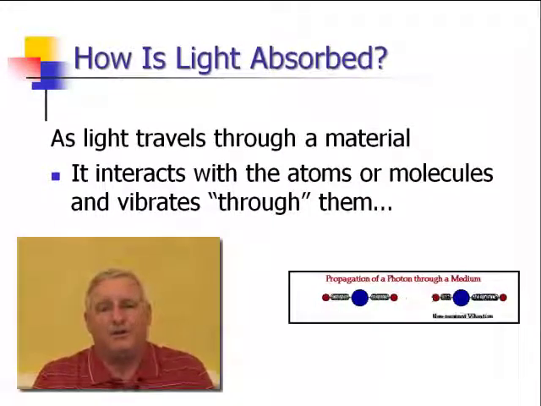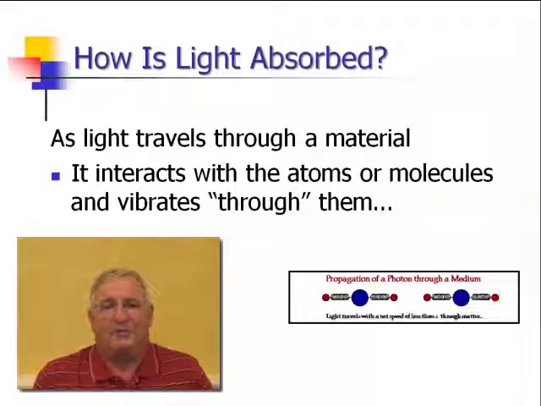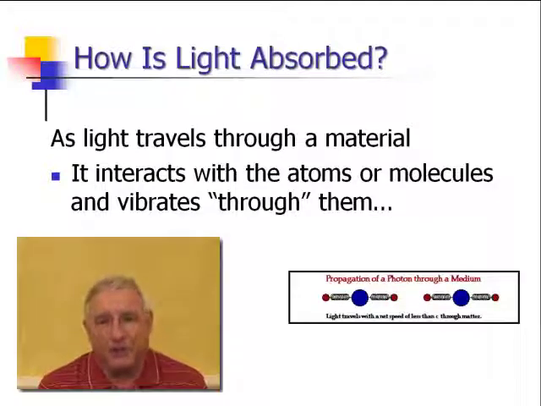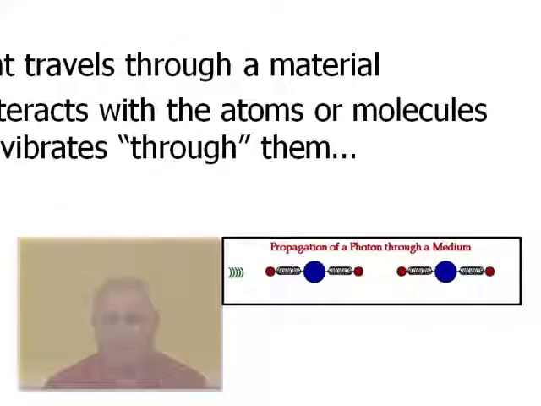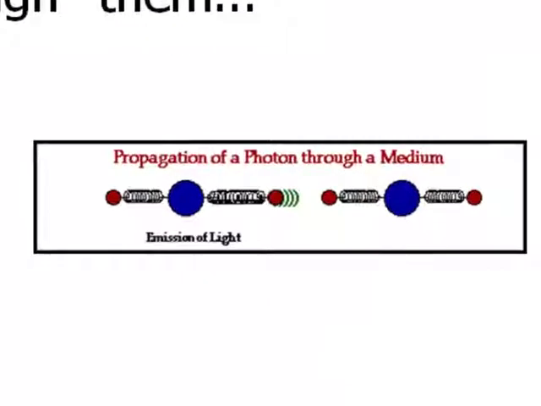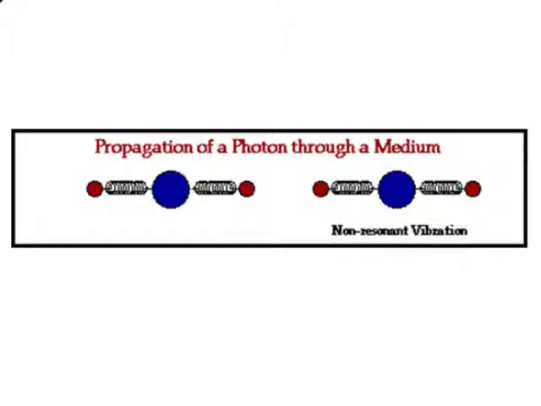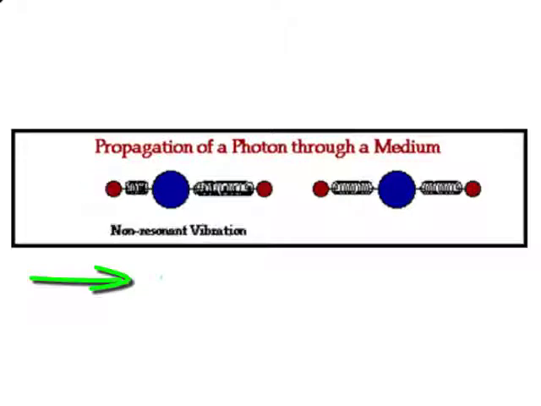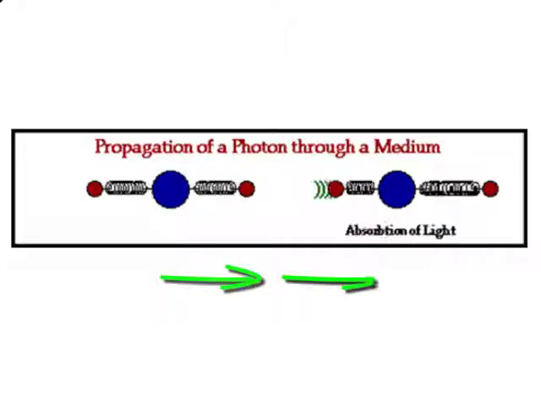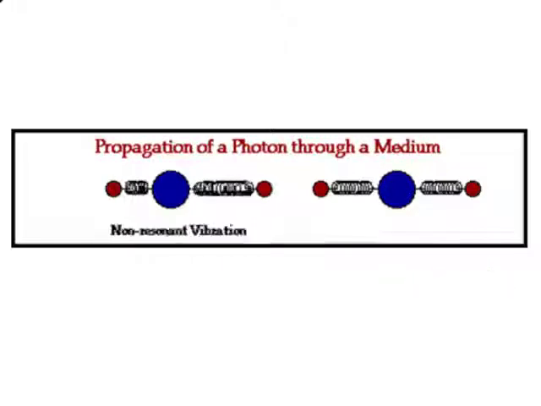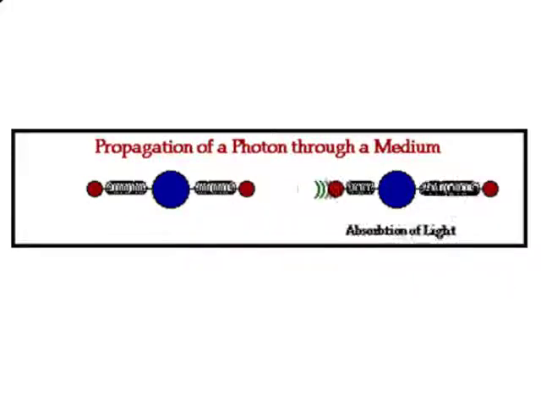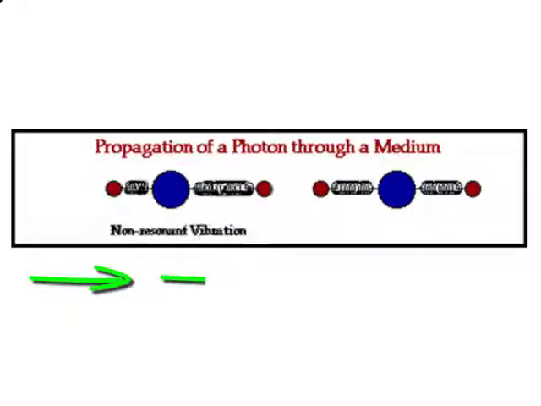So how is light absorbed in a material? Well, as the light travels through a material, it interacts with the atoms or molecules and vibrates through them. As you can see in this graphic, as a light wave interacts with an atom or molecule, it's going to vibrate through it. As it travels between atoms and molecules, it's traveling at the speed of light. But as it's vibrating through an atom or molecule, it slows down in that process of vibrating through it. So the speed of the light is also impacted.